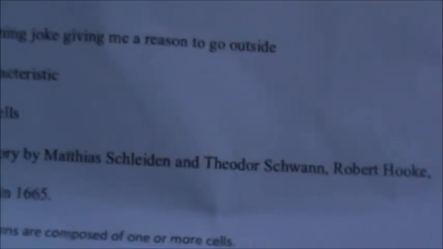Robert Hooke discovered the cell in 1665. Did you know that? You probably didn't. It's also a fun fact that Matthias Schleiden, am I reading that right? These people made the cell theory, suggesting that all living things are composed of one or more cells. The cell is a basic unit of structure, and cells arise from pre-existing cells.